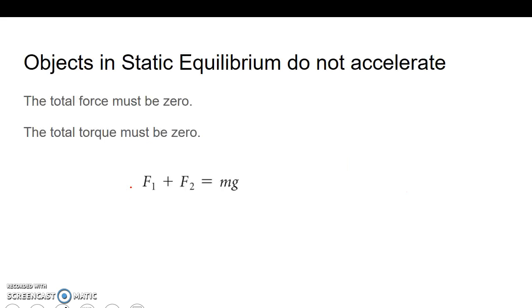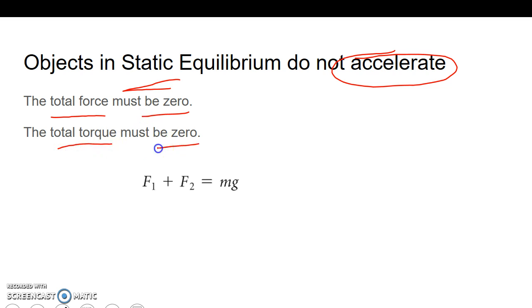So, static equilibrium. Static means not moving. Actually, static equilibrium means you do not accelerate, which means total force must be 0. Total torque must be 0. So this is a specific situation that we can set up. When we combine our forces, they equal mg. Force 1 plus force 2 will equal mg.